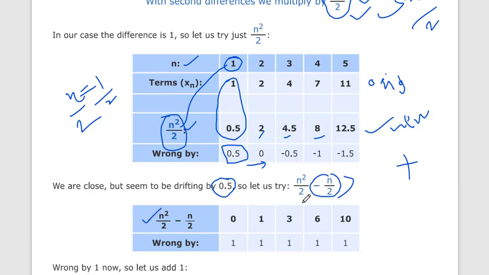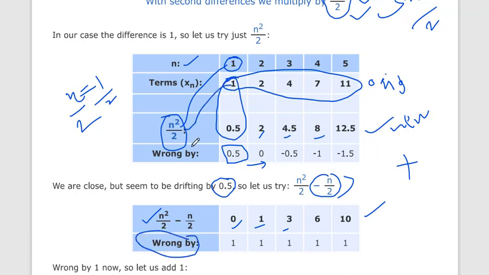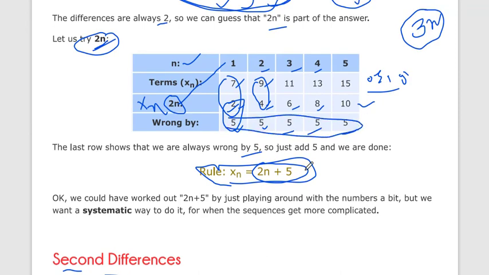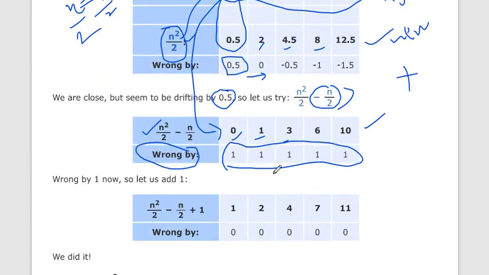Now the new sequence is n square by 2 minus n by 2, so it will become 0, 1, 3, 6, 10. Our original sequence is not yet obtained, so let's find the difference between the original and the new sequence. 1 minus 0 is 1, 2 minus 1 is 1. So we get the same number, just like our previous example where we were wrong by 5. So what will we do? We simply add plus 1 in this sequence.